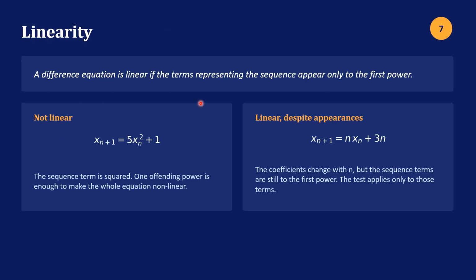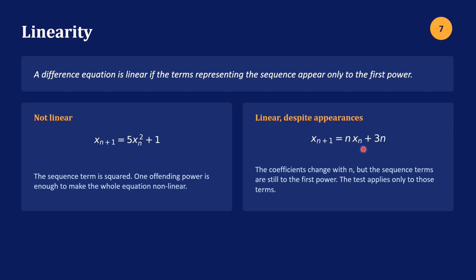Linearity, the next classification. A difference equation is linear if the terms representing the sequence appear only in the first power. So this is not linear. We have an x sub n squared here in order to find the next term. So this is not linear. Then this is linear. The coefficients change with n, but the sequence terms are still to the first power.